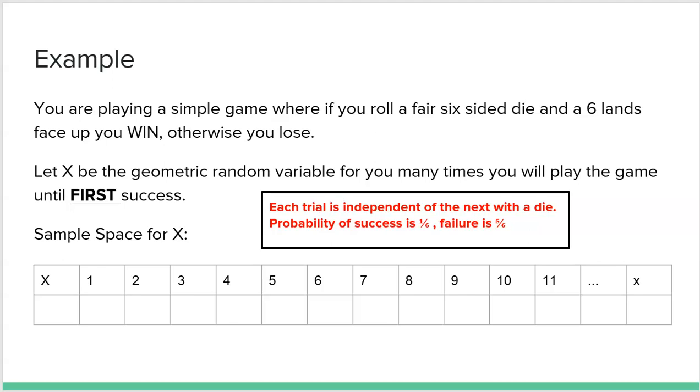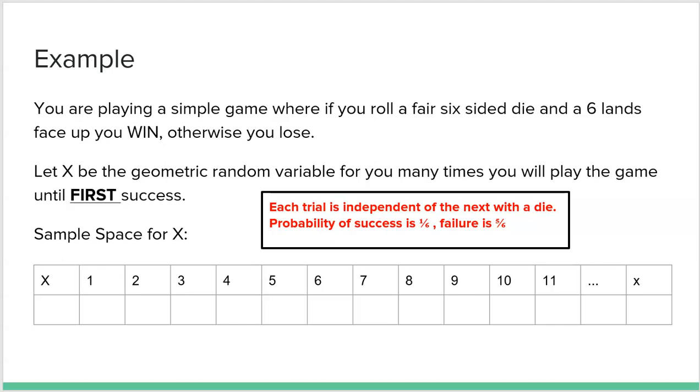And we have the probability of success. Now, it did say we only win the game if a 6 lands up. So that's 1/6. The chance that I win is 1/6, and failure would be anything else, which would be 5/6. So even though there are 6 sides to the die, 6 different outcomes, I'm only looking at success, a 6, I win, and failure, everything else. So here the sample space for the random variable X, which is a geometric random variable in this video, is when that first success happens.